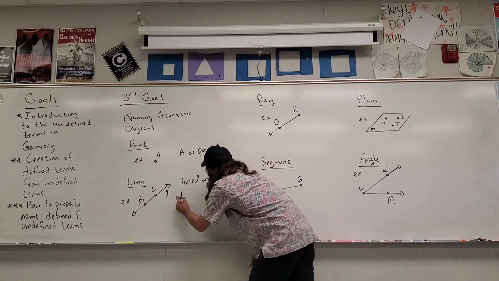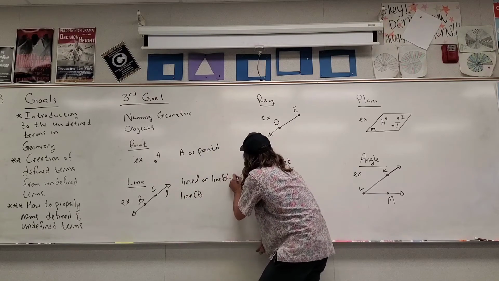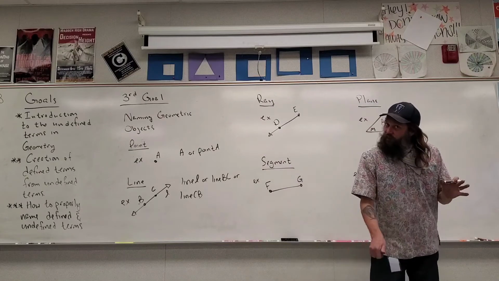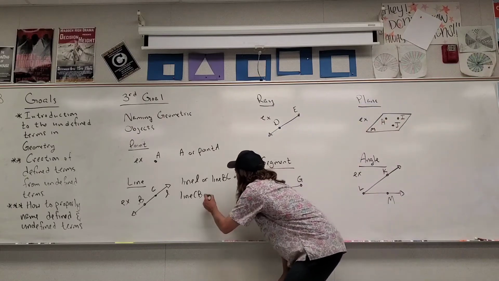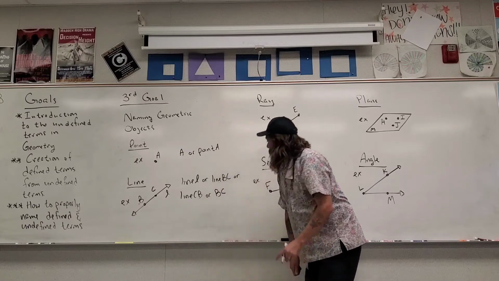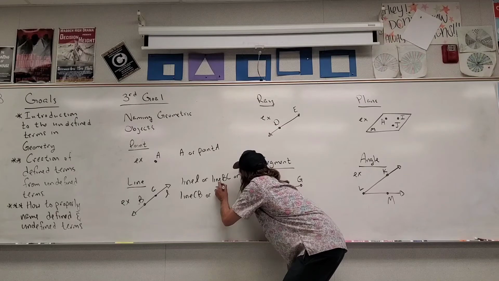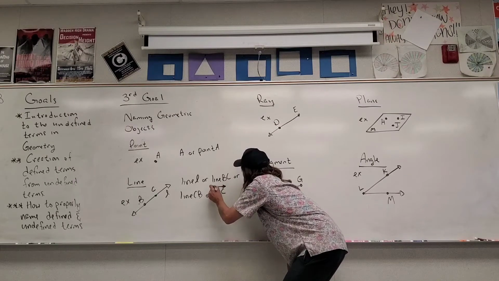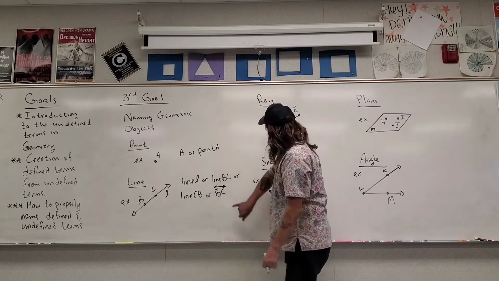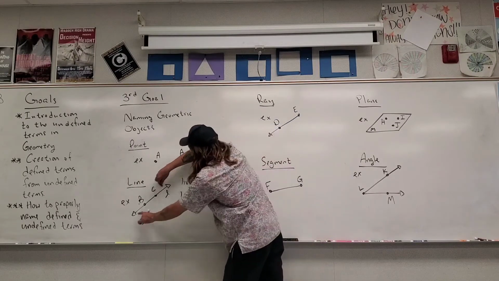I can also call this line CB. Let me put an or right there. But I can also use symbols. I can write the letters BC, and above it, I can put a little line with arrows. That was not drawn very well. These arrows tell me that I go through C and through B and I continue.